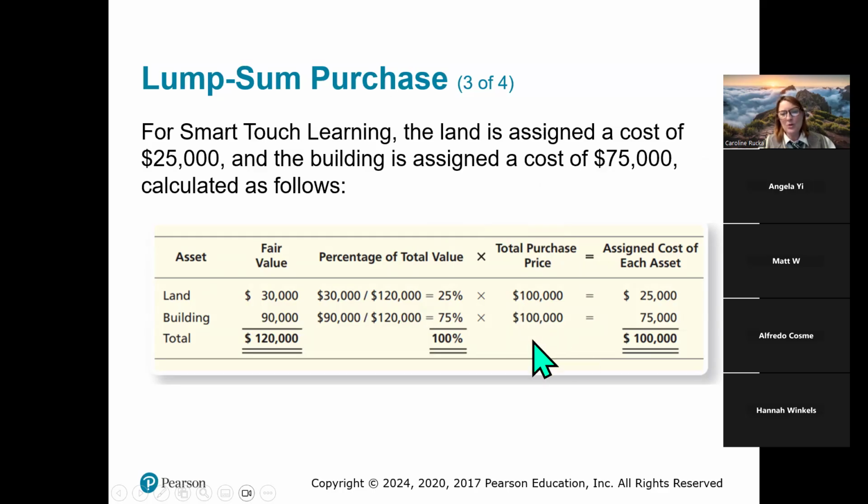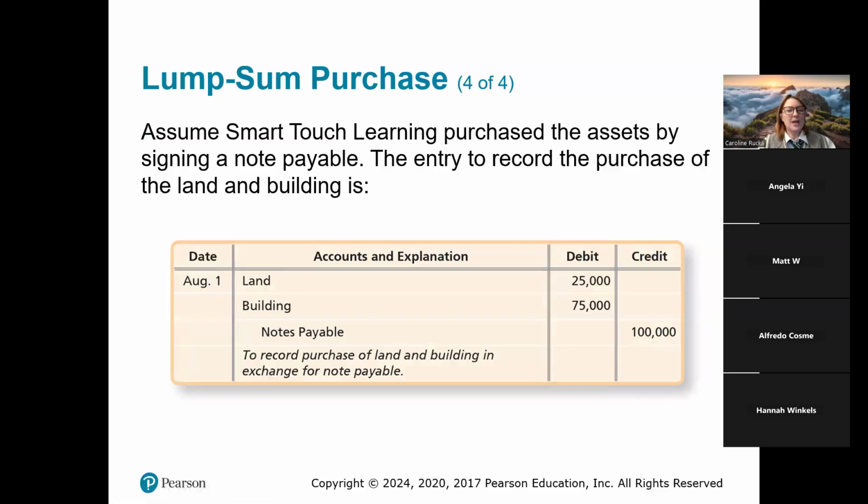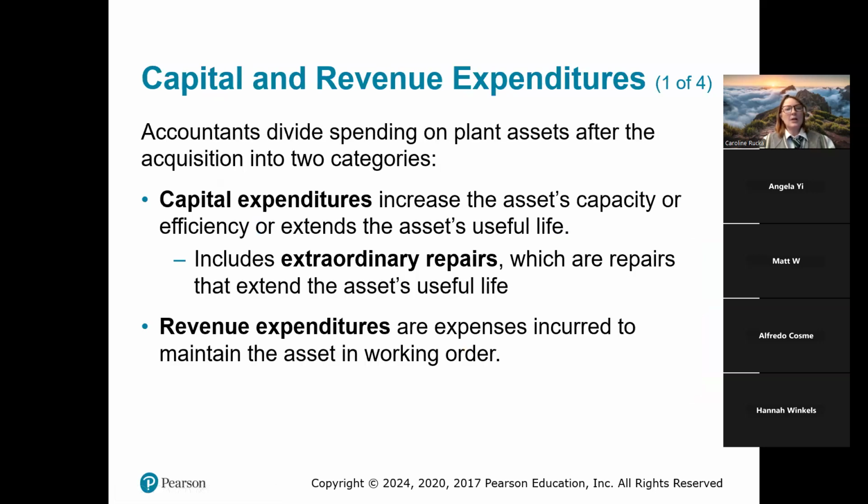Okay. So we're going to distribute that as 25,000 for the land and 75,000 for the building. Okay. The journal entry for that will look like this. Land of 25,000, building of 75,000. We're adding these two assets to our books. And then our note payable of 100,000. Our liability, okay? All right.